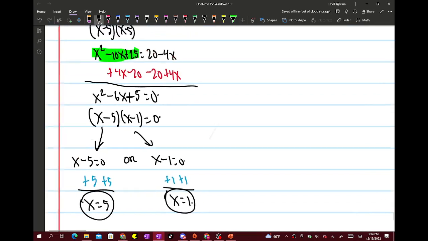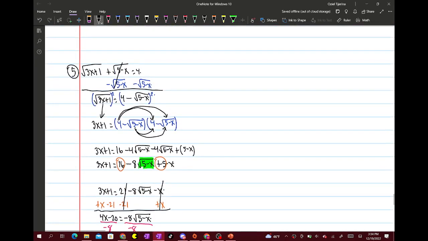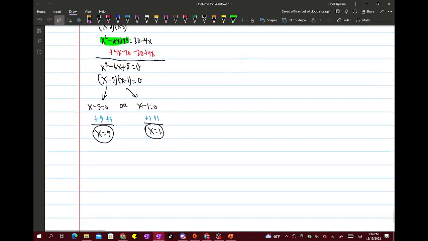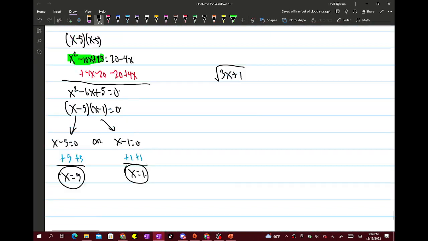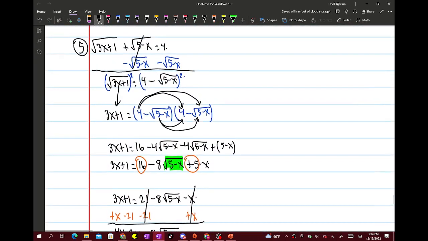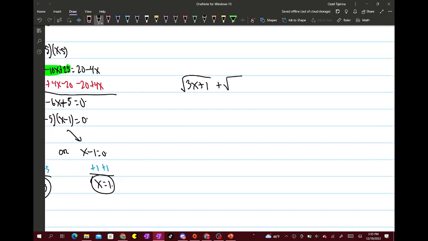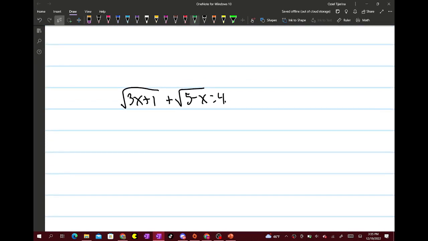So now you have to check it, right? Because there are two solutions, we have to check this. Regardless, we would always have to check it just to make sure. So again, the original problem was the square root of 3x plus 1 plus the square root of 5 minus x equals 4. So if we check x equals 5, we would get the following.